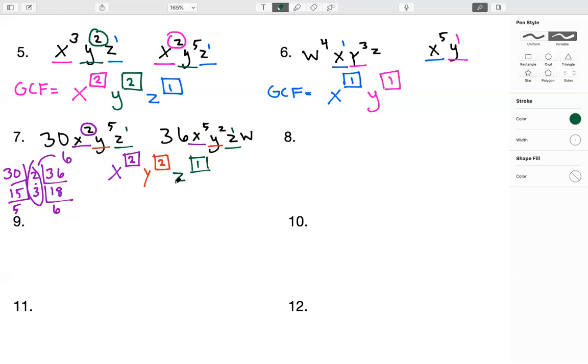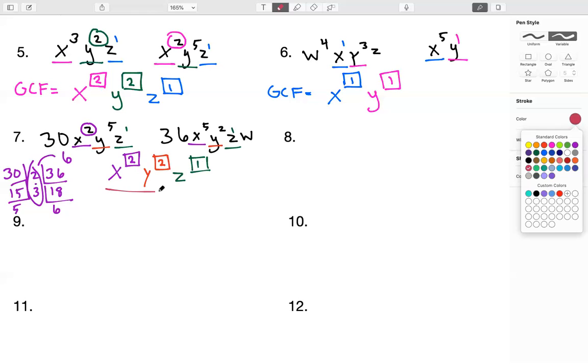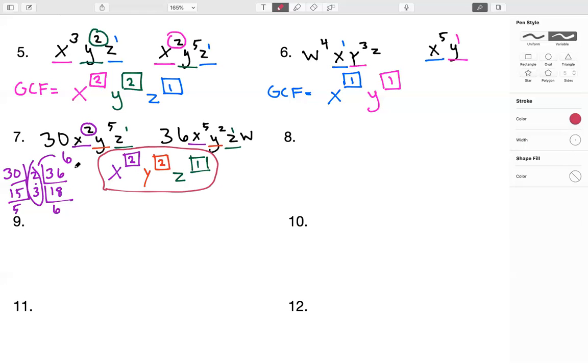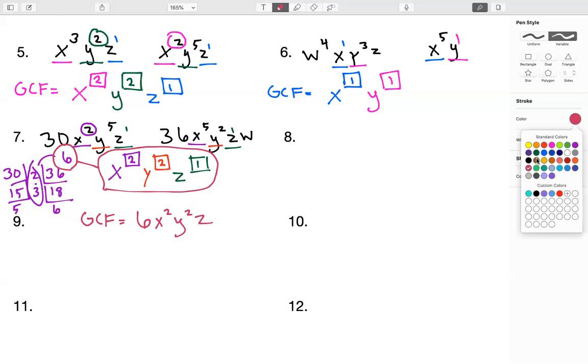x to the 2nd, y to the 2nd, z. This is the variable part right here. This over here was the number, and we're just going to multiply those together. So our answer is, drum roll please, GCF equals 6x squared y squared z. That is how you find the GCF of that thing there. And one more.